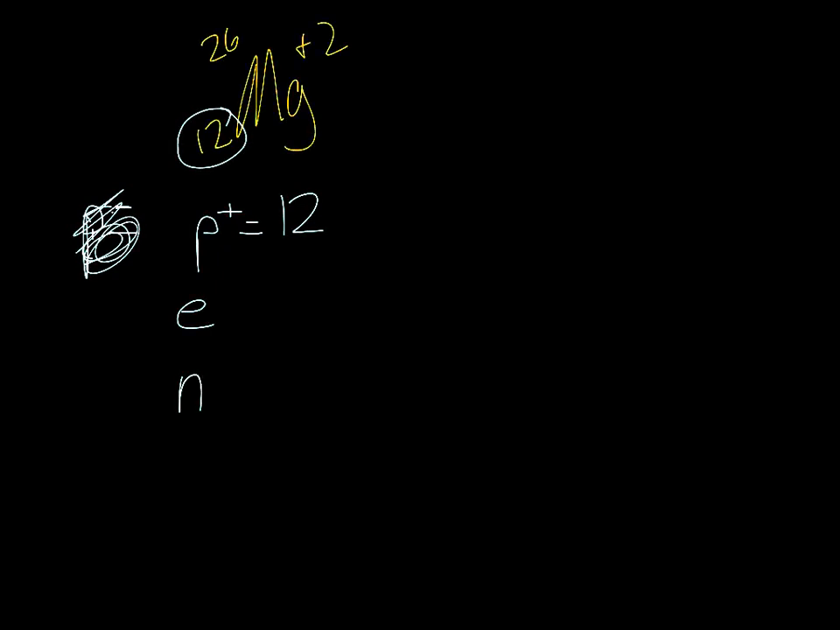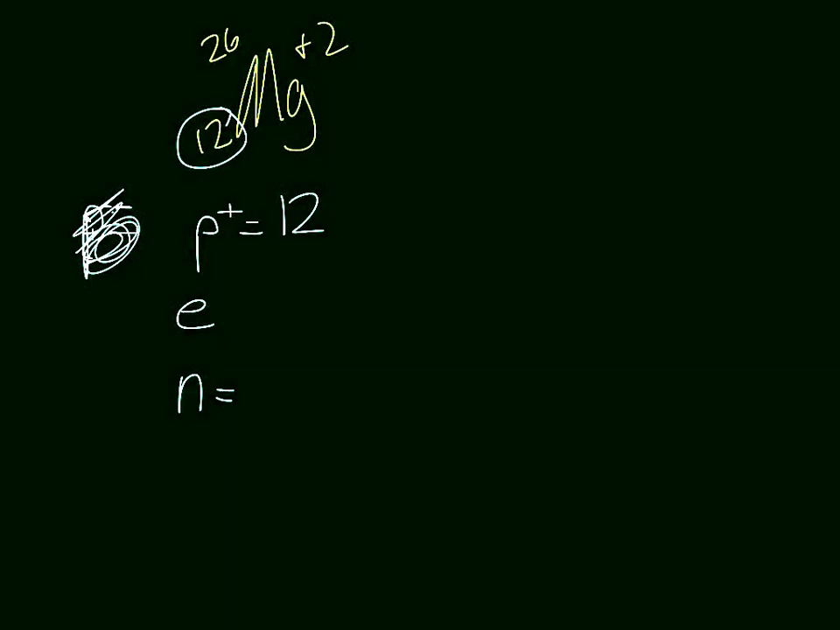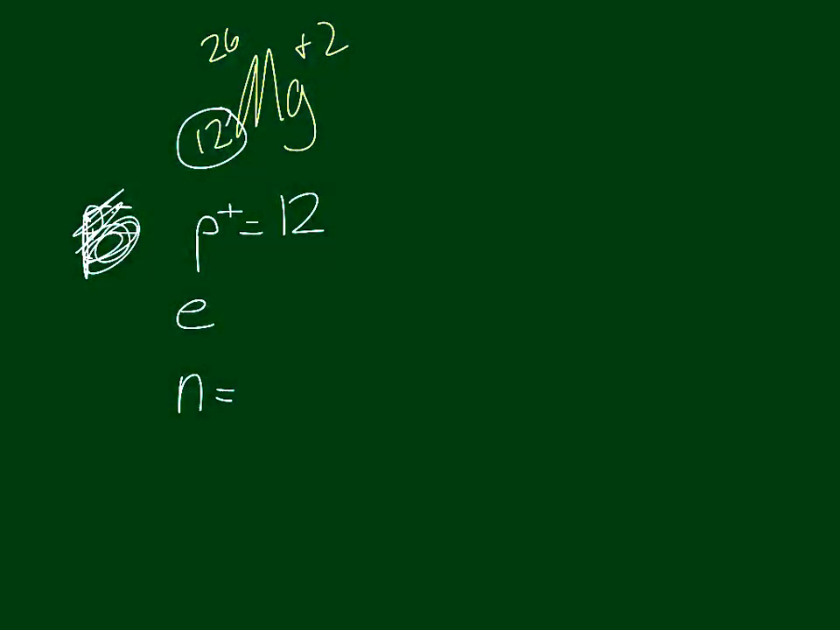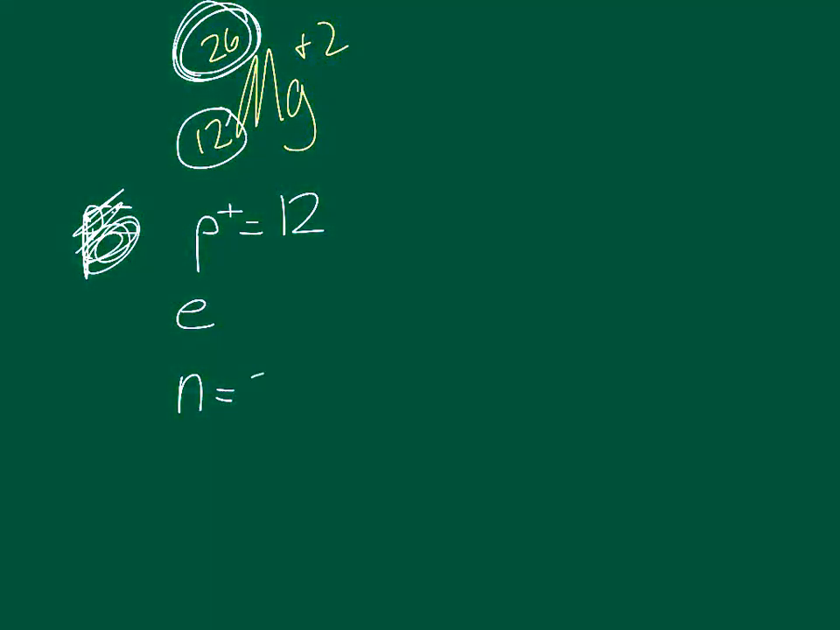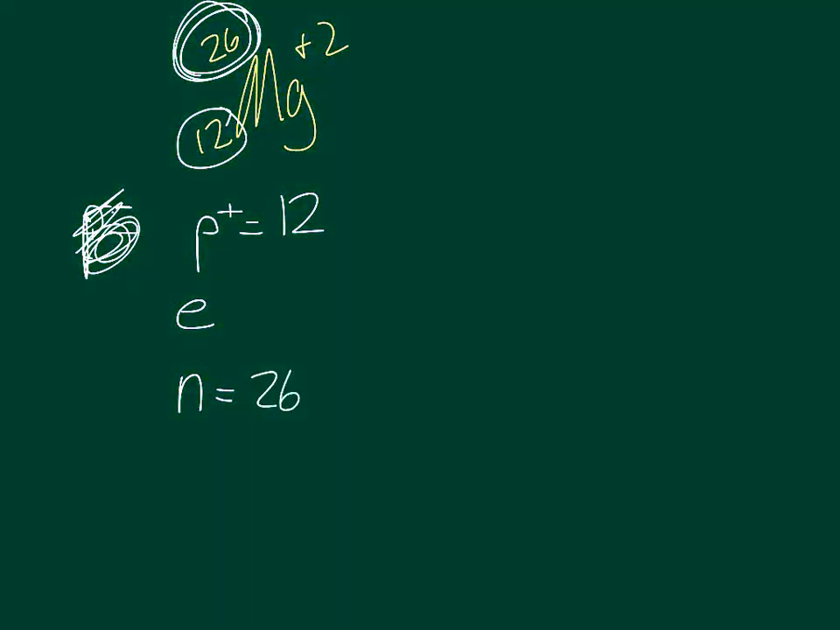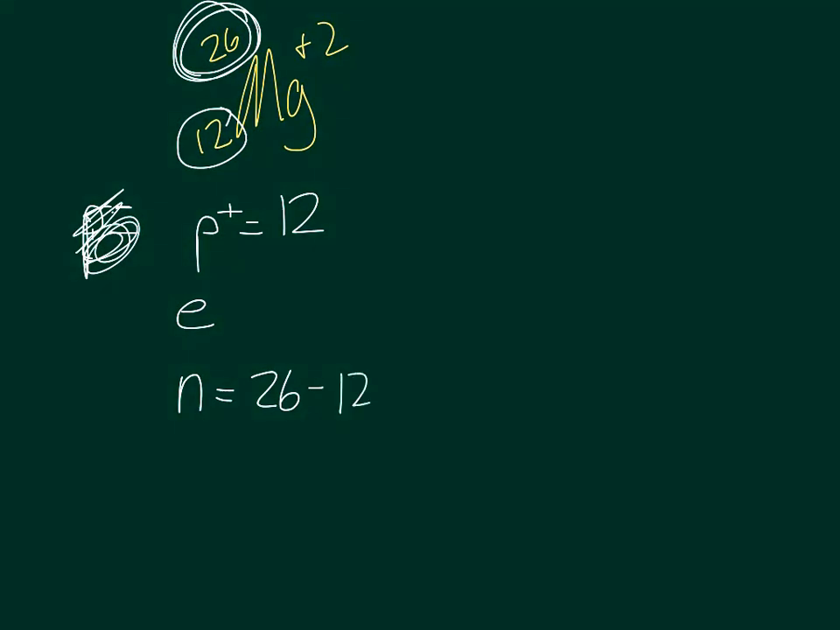Okay, so now that's done. So now I have electrons and I have neutrons. And neutrons, I know, are the mass number minus the number of protons. Well, the mass number is always given on the top of this symbol here. Now, I know if you look on the periodic table, magnesium is number 24, but here it says we have magnesium 26. I take away the protons. I have 14 neutrons, 12 protons.